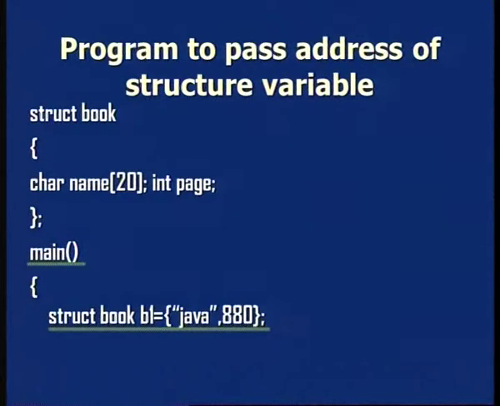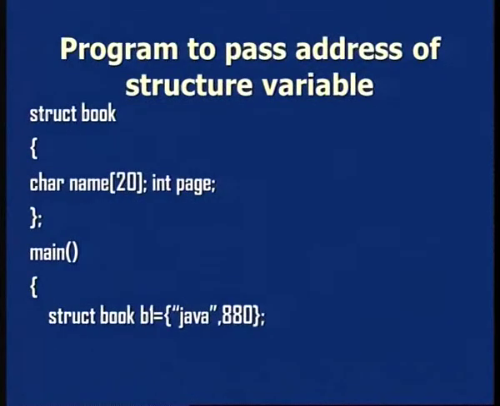And again we have a structure variable, struct book b1, and I am again declaring and initializing two values. One is for the string, so name is holding the value Java, and page is holding the value 880 for this variable b1. So how am I going to pass these values? If I were simply passing the elements separately, I would just use b1.name and b1.page, but here I am going to pass the address. That means here comes the concept of pointers.